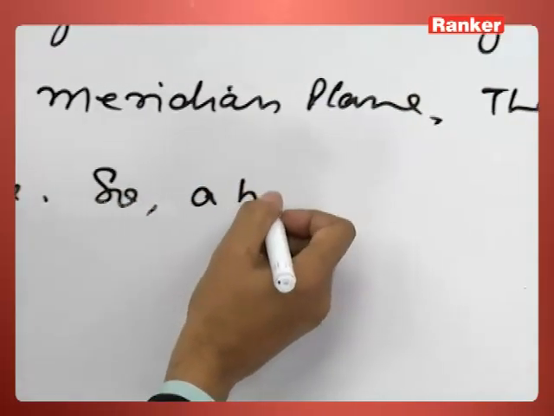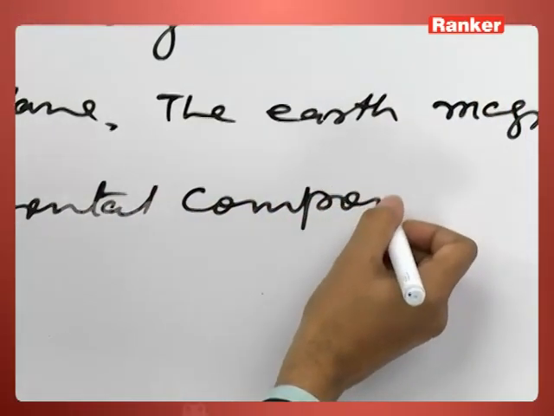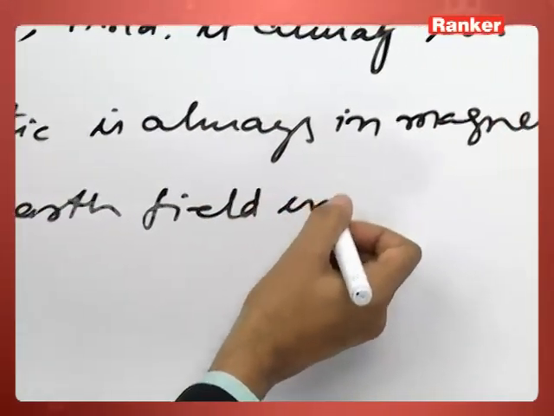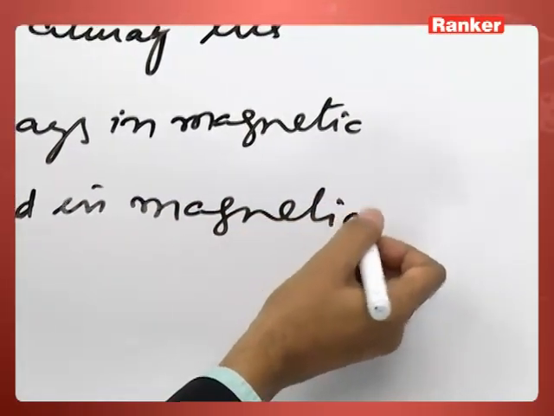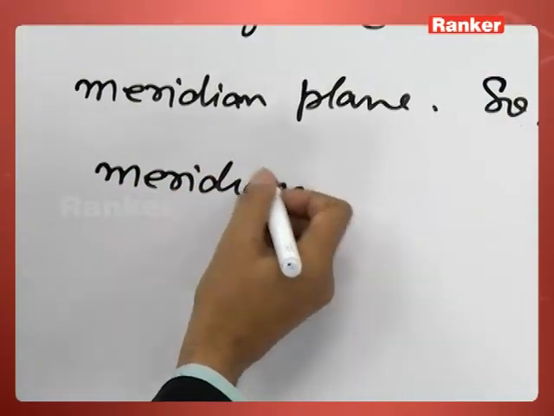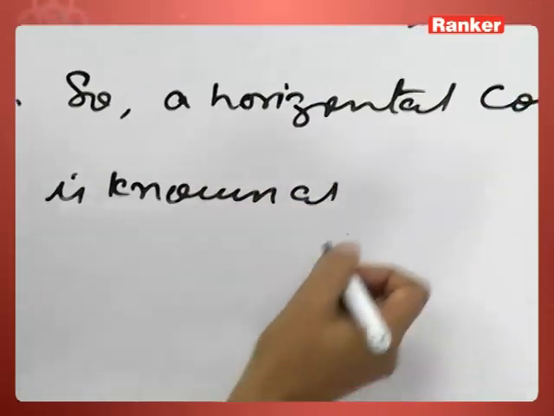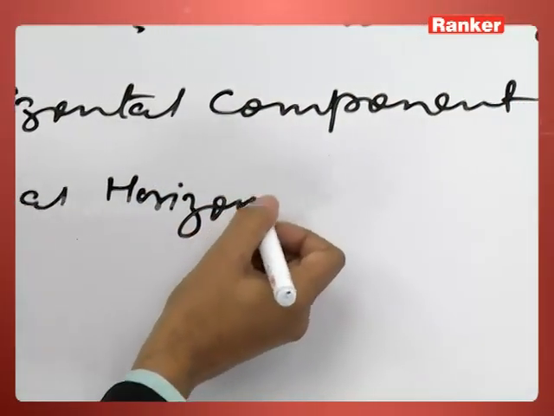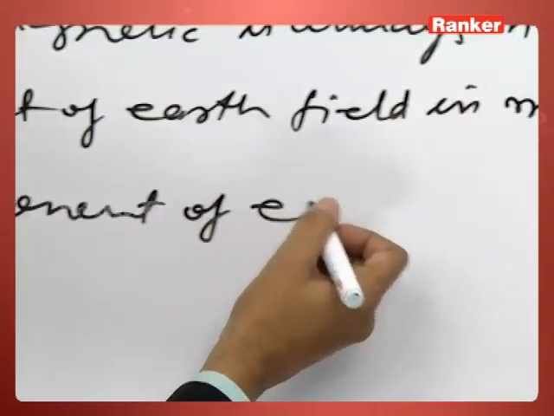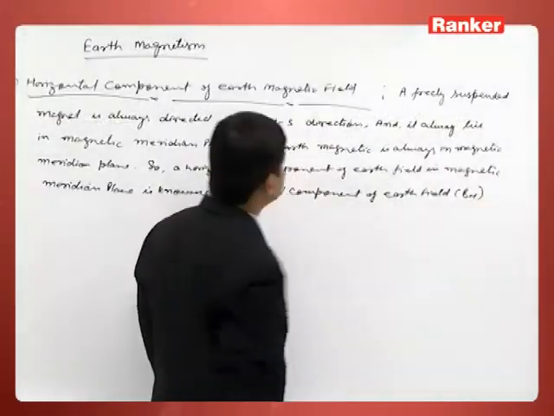So the horizontal component of Earth's field in the magnetic meridian plane is known as the horizontal component of Earth's field, and this we normally represent with BH.